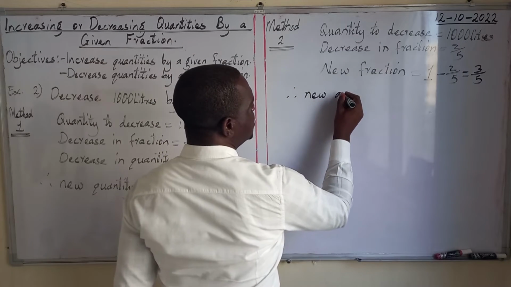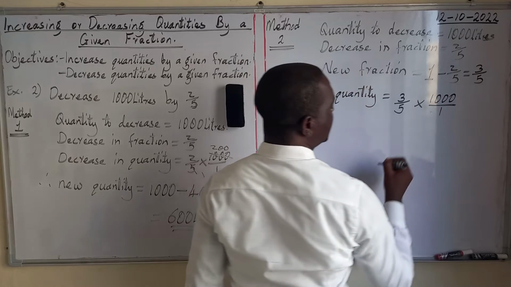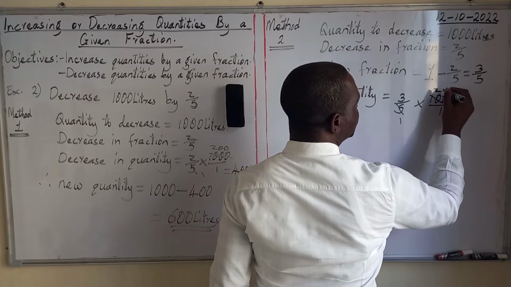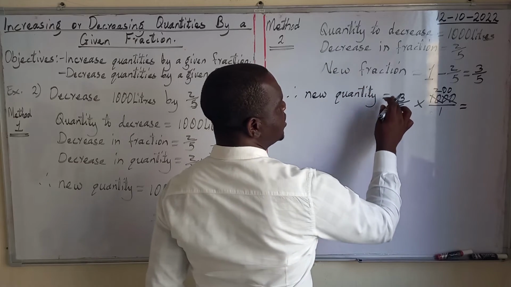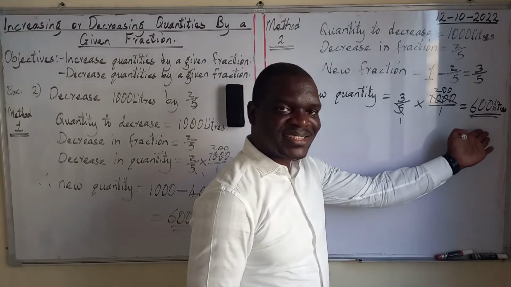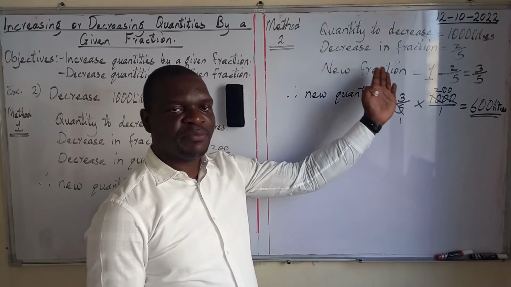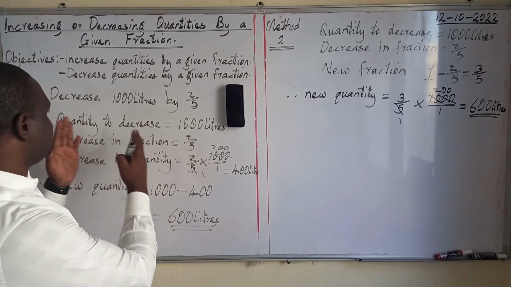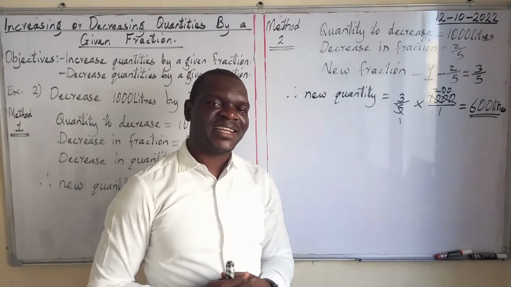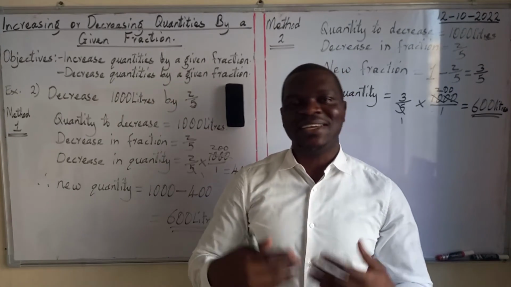Therefore, new quantity will be equal to 3/5 of, or 3/5 times 1000, all over 1. 5 can divide itself 1 time, and 5 can divide 10 2 times. Into these zeros, 2 zeros will follow. And 3 times 200 is going to give us 600 liters. If you look at this answer and this answer, they are the same, even though the procedure may differ. It is up to you to choose whether to use method 1 or method 2. But if you do it correctly, you arrive at the correct answer. With that said, we believe you've learned something today under increasing or decreasing quantities by a given fraction.